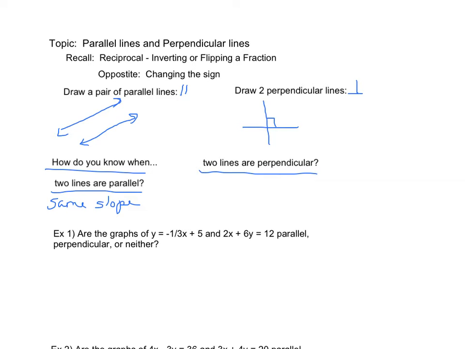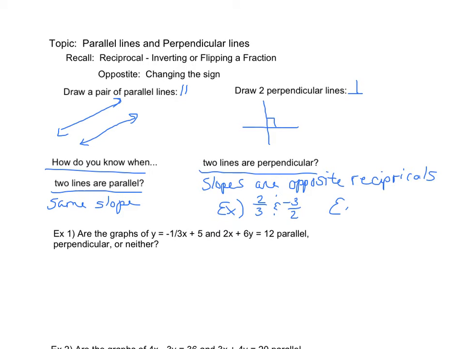Perpendicular lines, it's harder to see, so I'm just going to go ahead and tell you. Two lines are perpendicular if their slopes are opposite reciprocals. So for example, 2/3 and -3/2 would be opposite reciprocals. Another example would be -4 and +1/4. Those would also be opposite reciprocals. So I flip it and I change the sign. If it was positive, I make it negative. If it's negative, I make it positive.